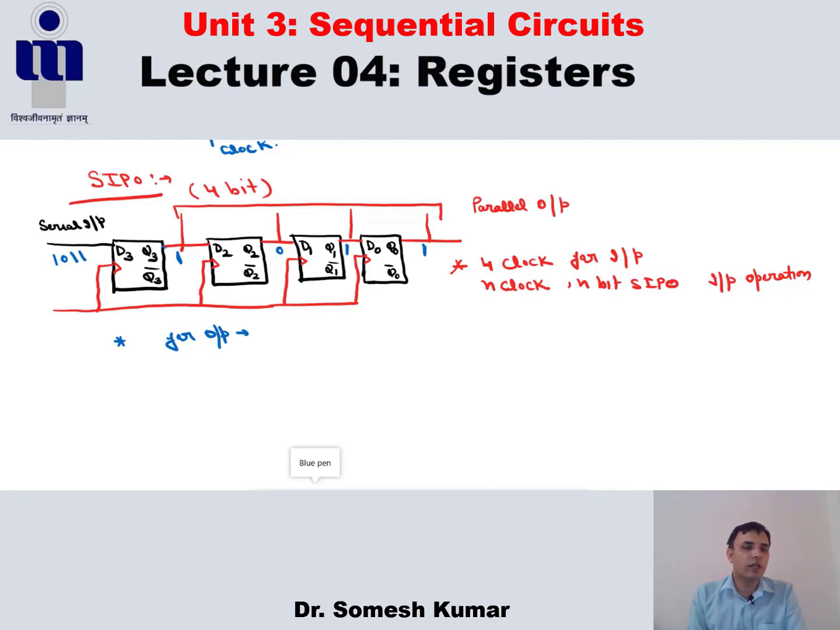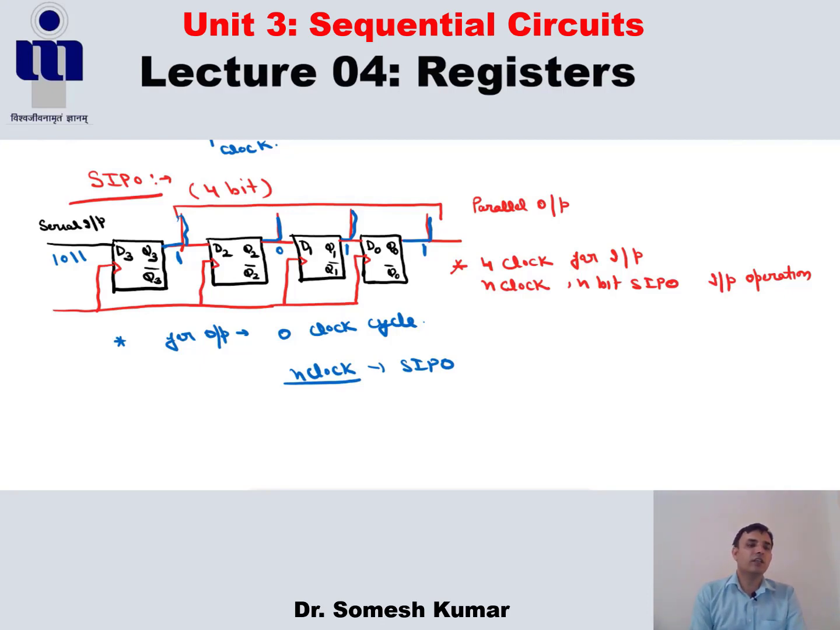Because all these Q3, Q2, Q1 and Q0 are connected directly to the output, for the output operation 0 clock cycles are needed. So the total number of clock cycles used for the SIPO operation, that is n clock cycles, is used for this SIPO operation. Fine. So this is the difference between the SISO and the SIPO operation.